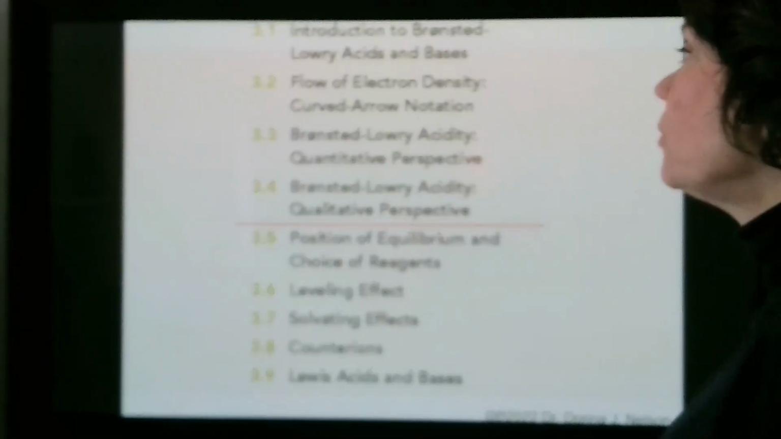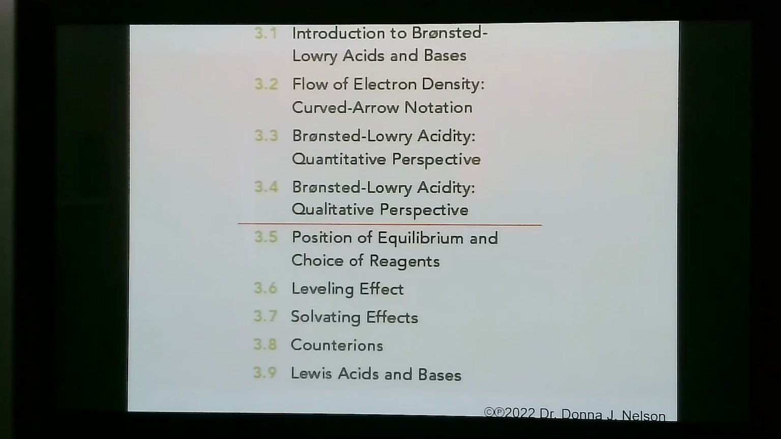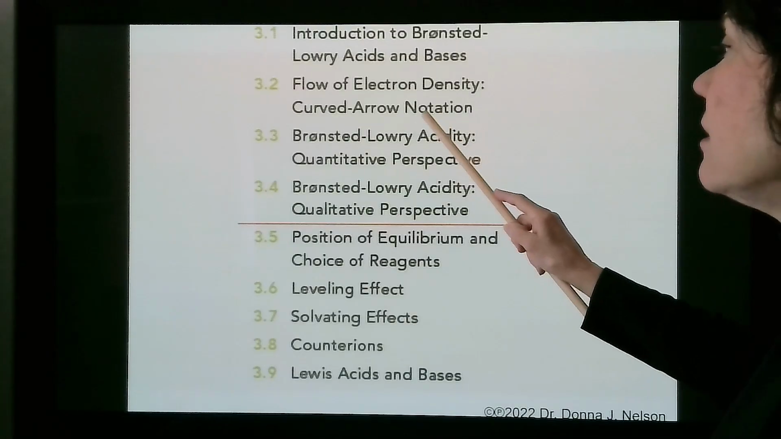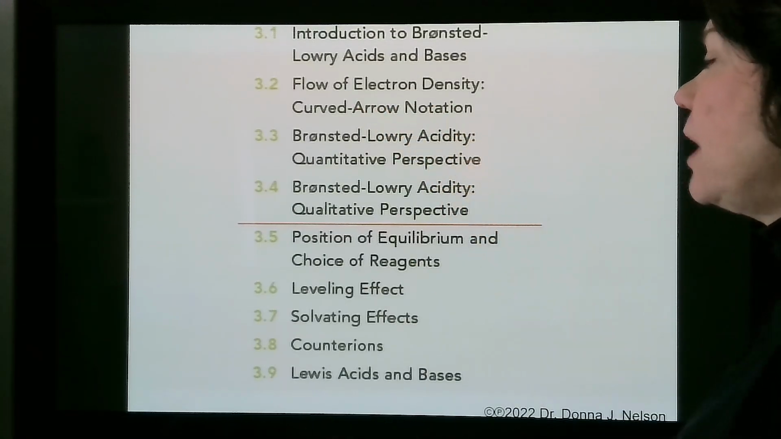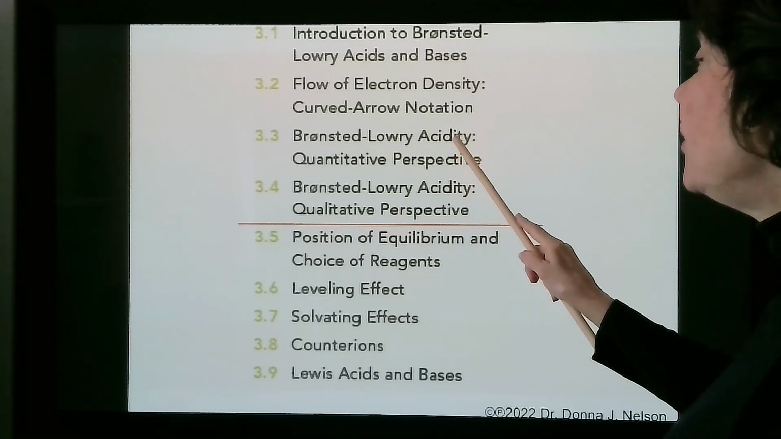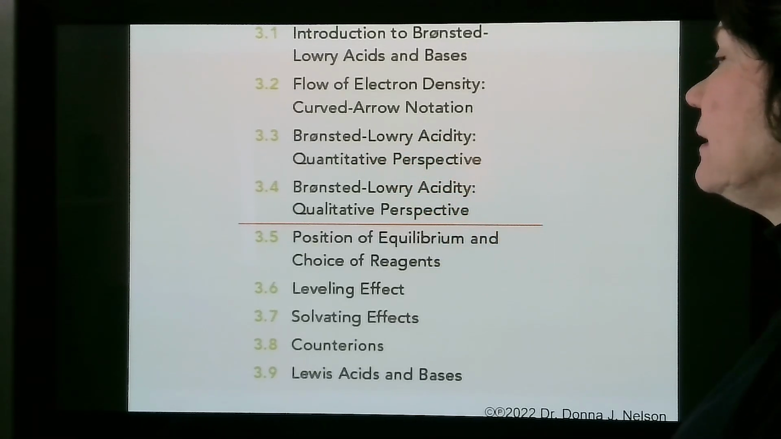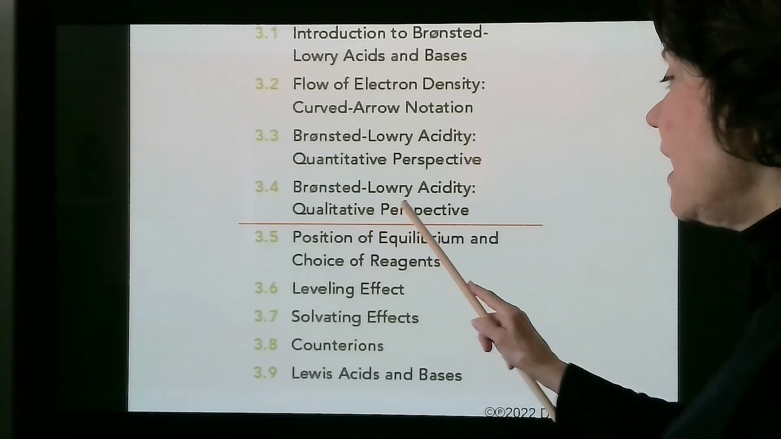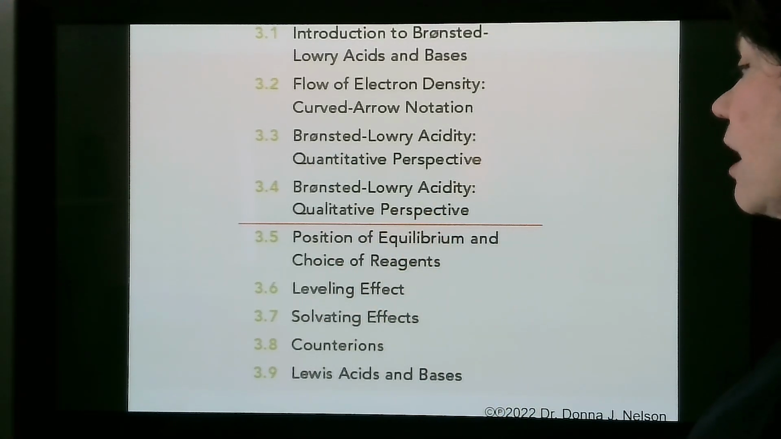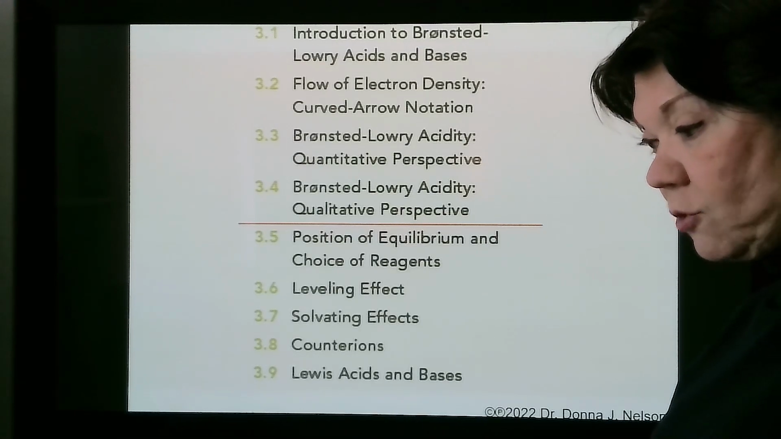In this chapter we're going to look at the introduction to Bronsted-Lowry acids and bases, the flow of electron density using curved arrow notation, Bronsted-Lowry acidity, the quantitative perspective, and then the qualitative perspective. So that's the first of the two lectures covering this chapter.